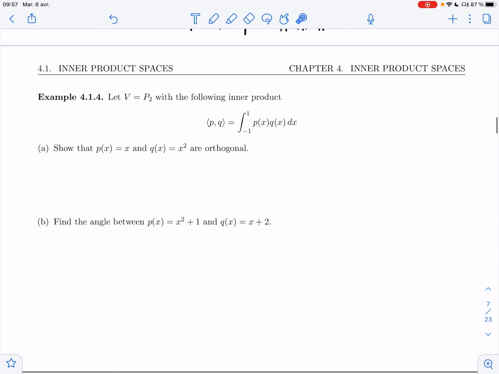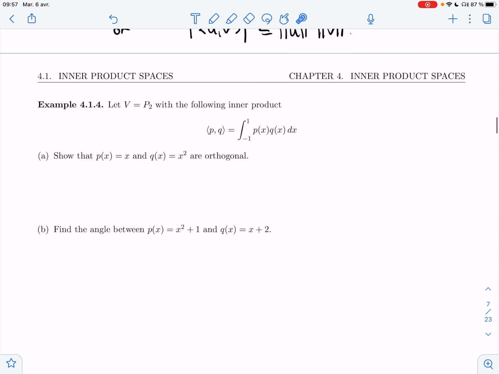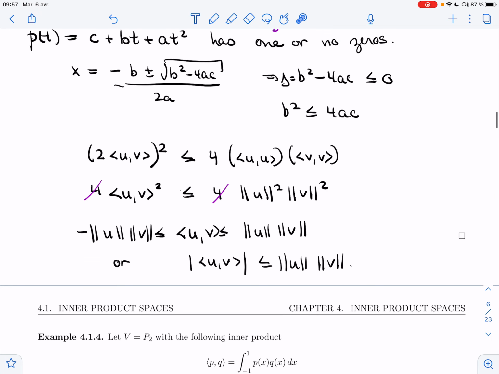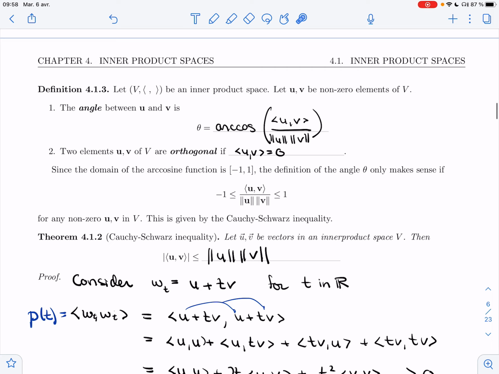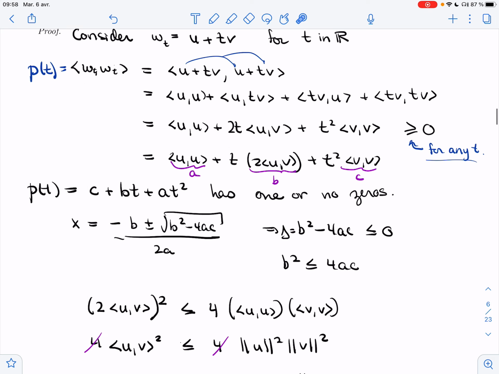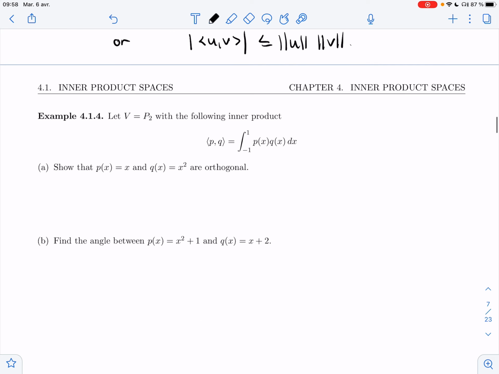All right, show that P and Q are orthogonal. So P is x and Q is x squared. Let's look back at how we define angles. We have our cosine of an inner product over the lengths. And here, orthogonal means the inner product is 0. So that's all we have to do here.